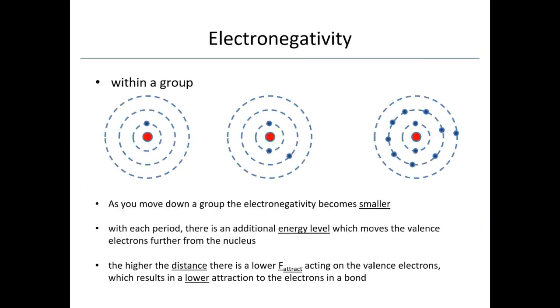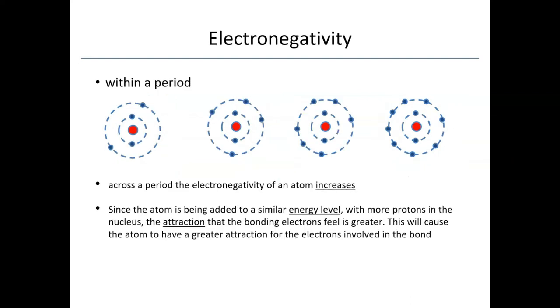Okay. Similar to the other trends, as I go down a group, my distance will increase. Therefore, because my electrons are added to energy levels further from the nucleus, I'll have a lower force of attraction. So therefore, I'll be attracting the electrons that are in a bond less. As I go across a period, my distance stays the same. Electronegativity increases as a result of our ENC changing. And that will give it a greater attraction to the bonding pair electrons.